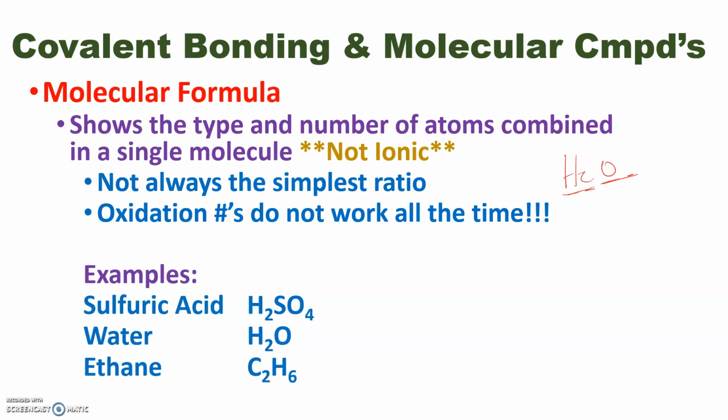So examples of molecular formulas. Sulfuric acid is H2SO4. That would be an example of a ternary compound. We've only talked about binary that have 2 elements, H and O. This has H, S, and O. And then ethane here, I use that as an example. Notice that is not in the simplest ratio. So that's what you need to know. Make sure you remember how to write out covalent names and write out covalent formulas. And then just make sure you know what a molecule is and molecular formulas.